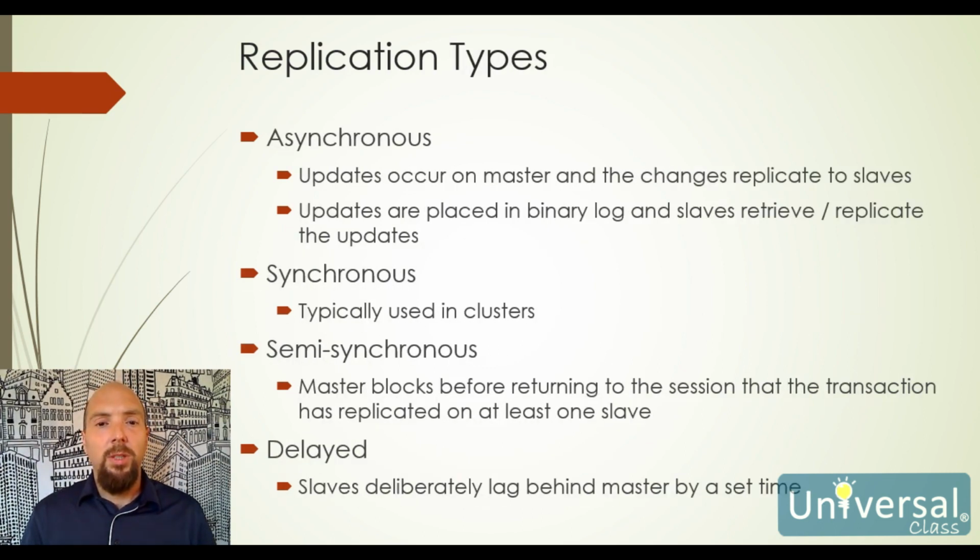So we have different replication types. We have what's called asynchronous, which means that the updates occur on the master and then the changes are replicated to the slaves. The way that this works in MySQL is that all of the updates are placed in the binary log on the master, and the slaves will retrieve the binary log and then replicate it on their own server. So I update something on the master, the slave will see that there's a new entry in the binary log, it downloads the whole log, updates itself, and just issues the same query.